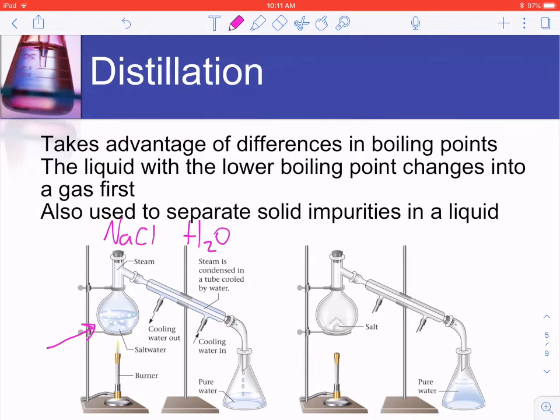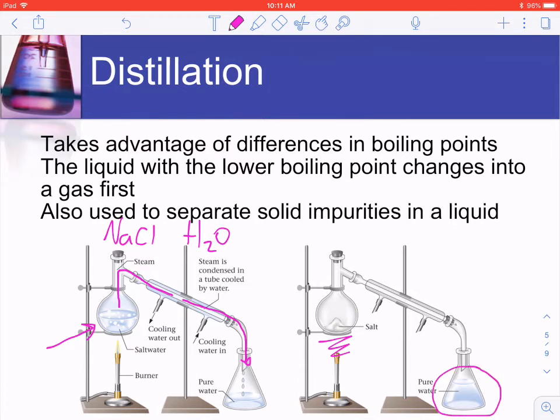And so the water gradually will be boiled, and it'll go up here as steam, and it'll make its way over here to this tube that we are going to chill with cold water. And as we chill it with cold water, that's going to take the steam and condense it back into liquid water, and it's going to drip all the way over here into the collection flask on the right-hand side. So if we let this run for a while, gradually we're going to be left with solid salt on the left-hand side, and we'll collect our water on the right-hand side.